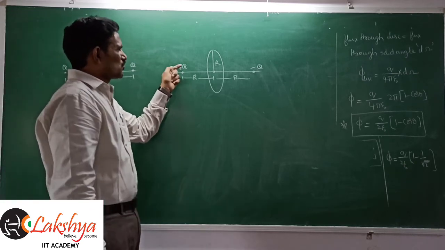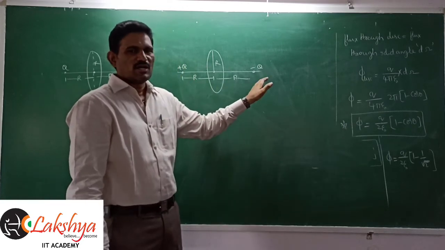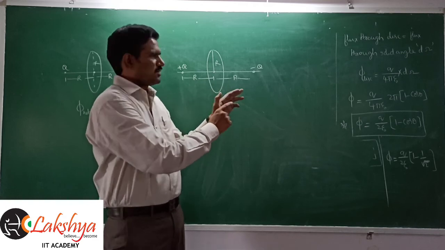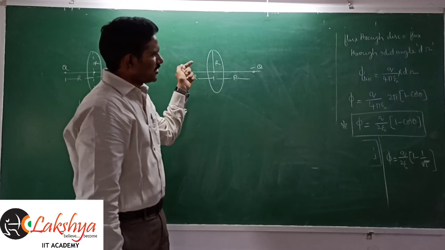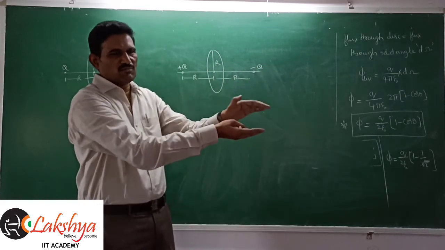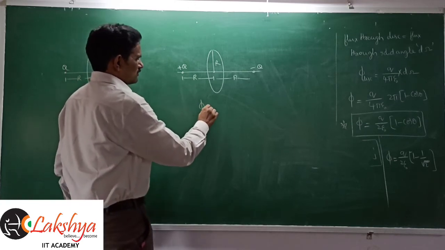But here the flux due to the positive charge will be from left to right. And the flux due to the negative charge is also from left to right, because for a negative charge the electric field lines will be towards the charge. So it is also crossing from left to right only. And so both the fluxes are in the same direction.